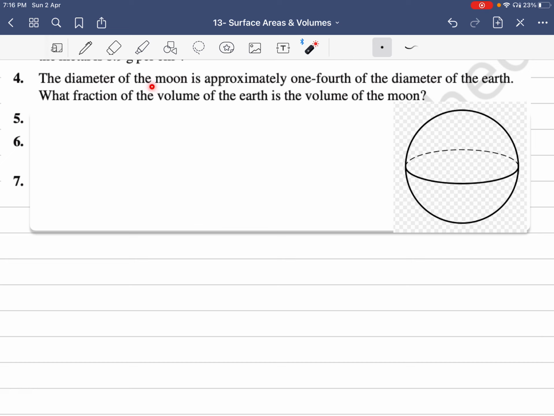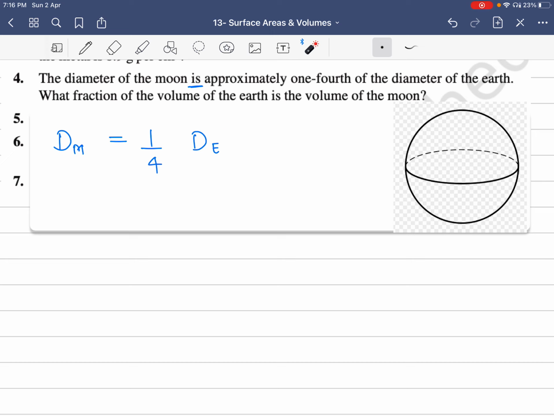The diameter of the moon is approximately 1/4 the diameter of the earth. So we know that the moon and earth both are spherical in shape, and that is how this question has landed up in this exercise. So let's note down this information. I'm going to say diameter of moon, dm, is equal to 1/4 the diameter of the earth. Let's call the diameter of earth dE. So the diameter of the moon is 1/4 the diameter of the earth.